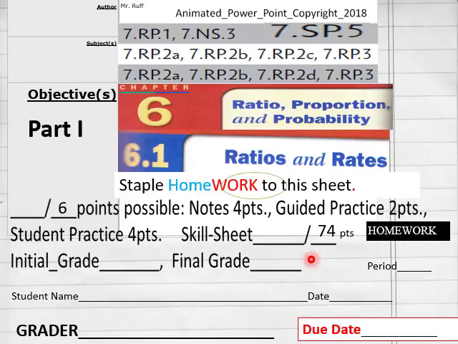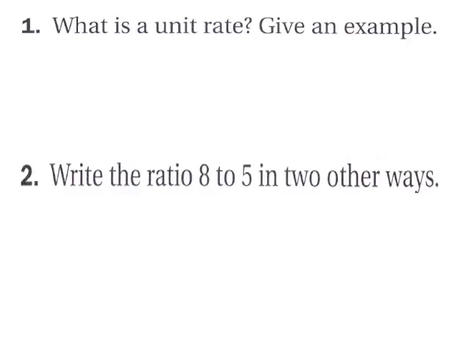Okay, here's our homework. 74 points in the homework. For this, you had 6 points of note taking. That should go in your notebook. And when I teach this course, I check notebooks like once a week, usually on Fridays. What is the unit rate? Give an example.